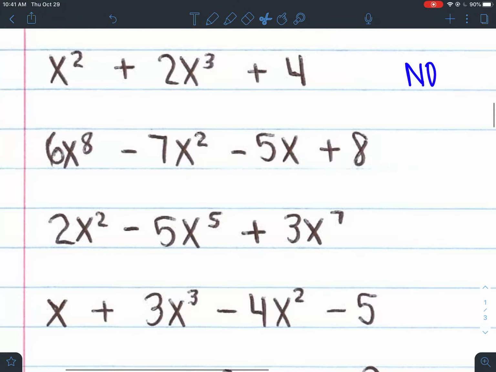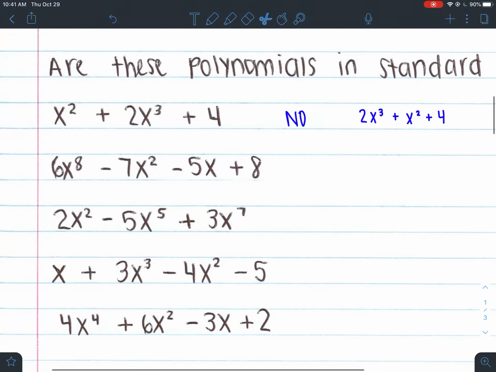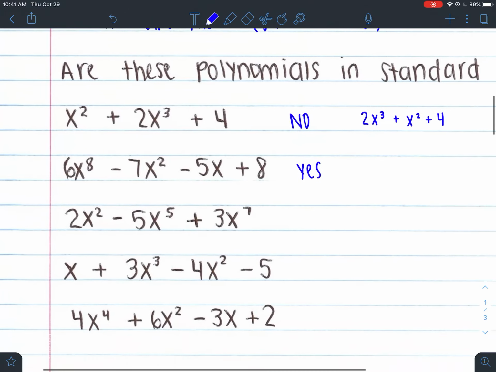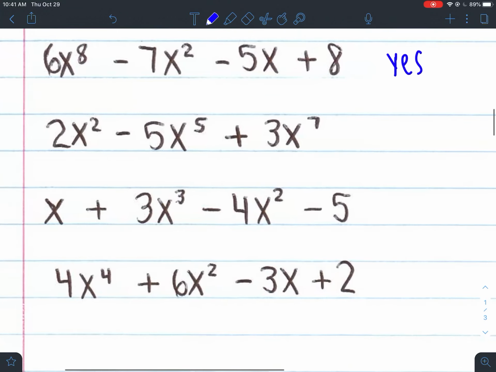Okay, the second one, 6x to the 8th minus 7x squared minus 5x plus 8. Now remember, we're paying attention to the exponents. We want them to go from greatest to least, in descending order. Is this in standard polynomial form? Yes, because your exponents are going from greatest to least, so this is in standard form. Moving on to the next one.